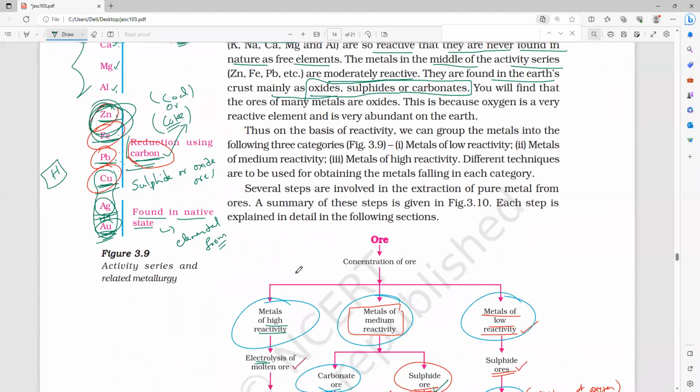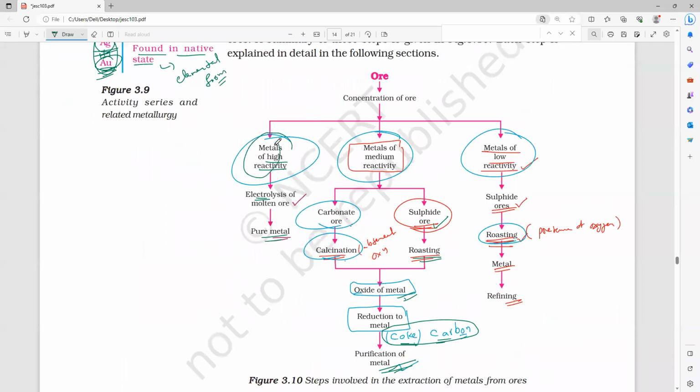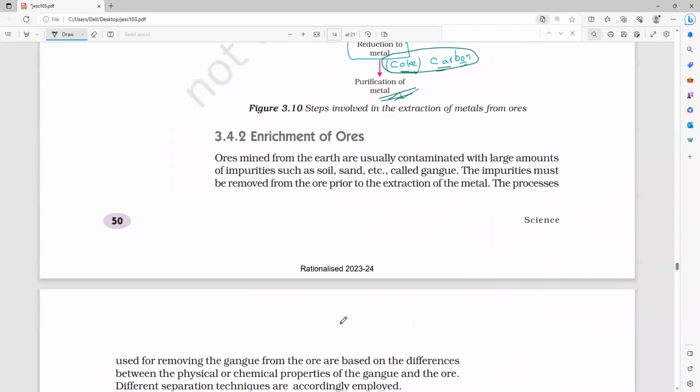You can see highly reactive metals are obtained just by electrolysis of the molten ore. What do you mean by molten? Anybody can tell? Molten means liquid state. So directly we will get pure metal. That's all it is. That process we will discuss in tomorrow's class.